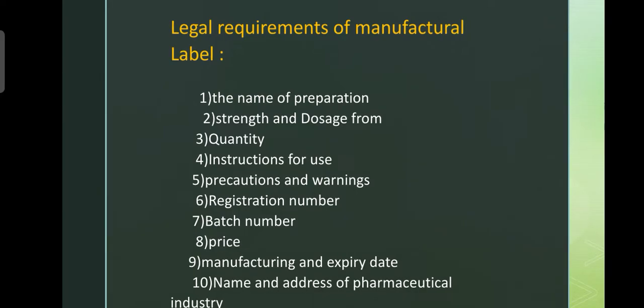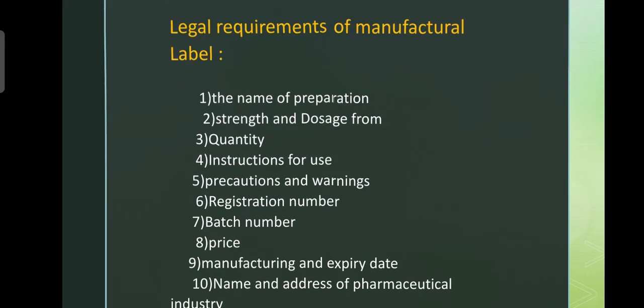Legal requirement of manufacturer label. In that first one is the name of preparation, second one is the strength and dosage form, third one is the quantity, fourth one is the instruction for use, fifth one is the precautions and warnings, sixth one is the registration number, seventh one is the page number, eighth one is the price, ninth one is the manufacturing and expiry date, and 10th is the name and address of pharmaceutical industry.